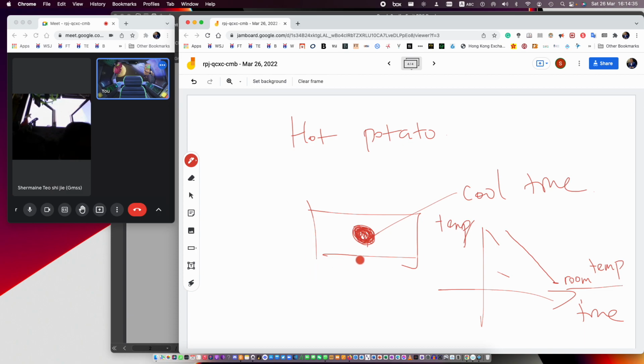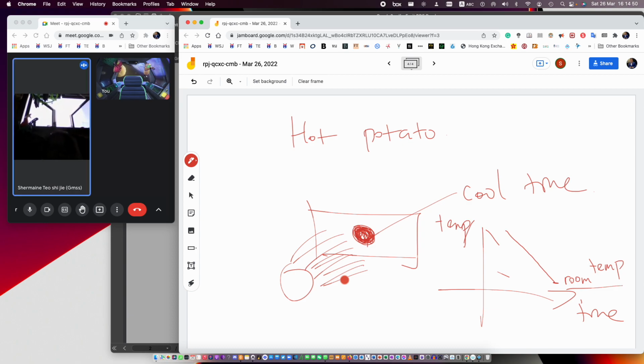Now this one is without the fan. Now you give it a fan. Now there is a fan blowing. So what's going to happen? You use the fan to blow at the hot potato. So what is going to happen? The potato will cool down, faster or slower? Faster. Okay, good. Faster.